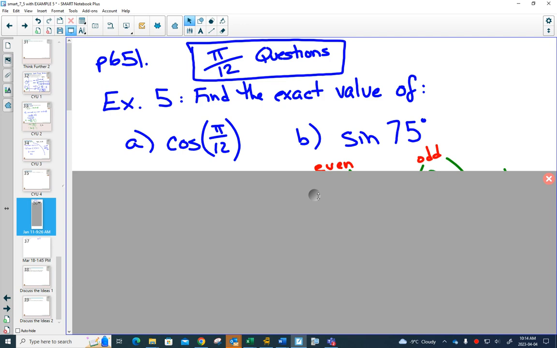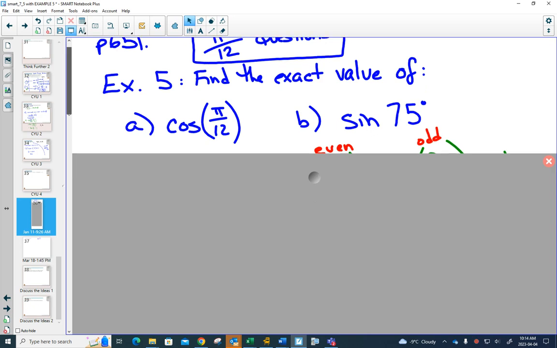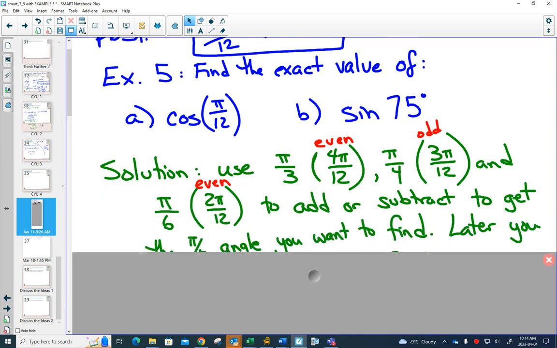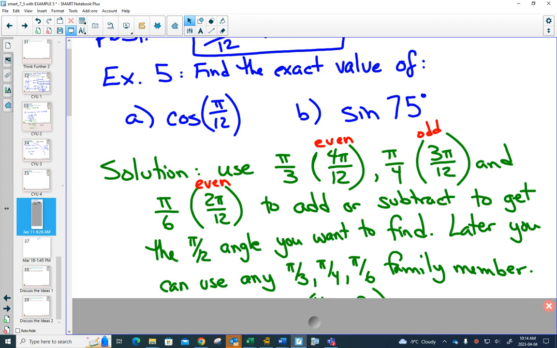We're mixing it up a bit. But we're going to find the exact value of cos of pi over 12. And here's a strategy that we're going to use. We're going to do our solution, we're going to use this idea. We're going to use any pi over 3, pi over 4, or pi over 6 family and add or subtract them, because that's what the sum and difference identities do, to get pi over 12.